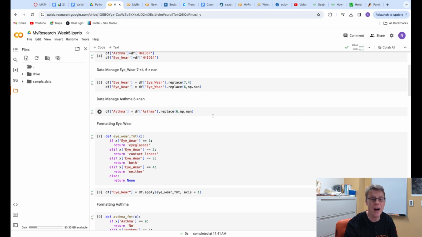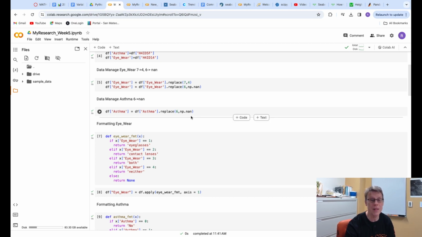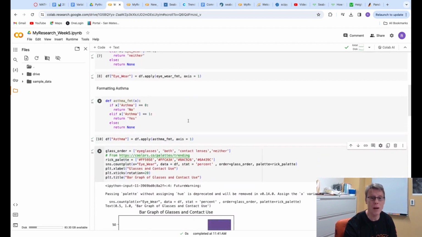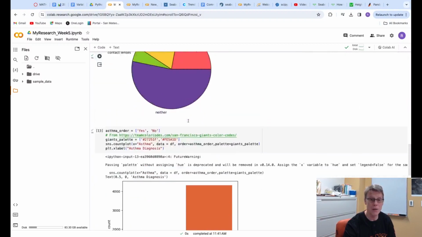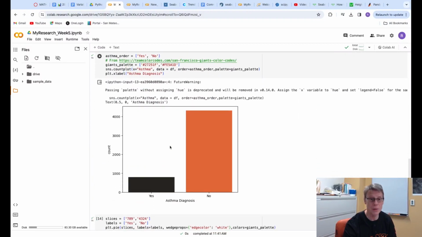Again, this is week 5, just looking at a bar chart. The reason I'm going through this is I want to compare the bar chart for the asthma diagnosis, which is right here. It looks the same except for the labels. That's what I noticed and didn't like.